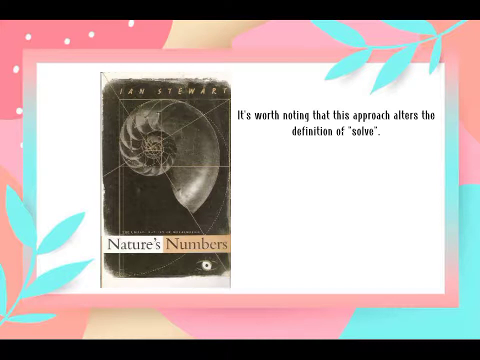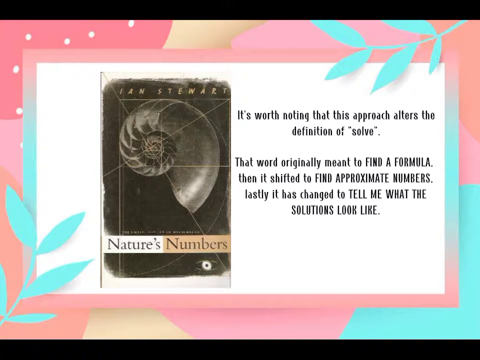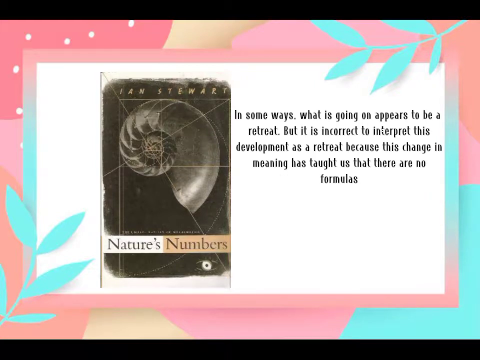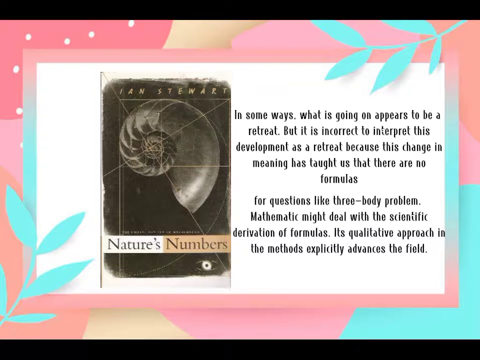It's worth noting that this approach alters the definition of solve. The word originally meant to find a formula, then it shifted to find approximate numbers. Lastly, it has changed to tell me what the solutions look like. In some ways, what is going on appears to be a retreat, but it is incorrect to interpret this development as a retreat, because this change in meaning has told us that there are no formulas for questions like the three-body problem. Mathematics might deal with the scientific derivation of formulas. Its qualitative approach in the method explicitly advances the field.